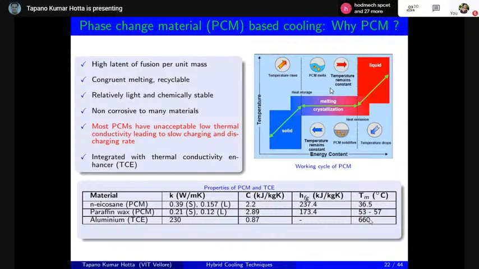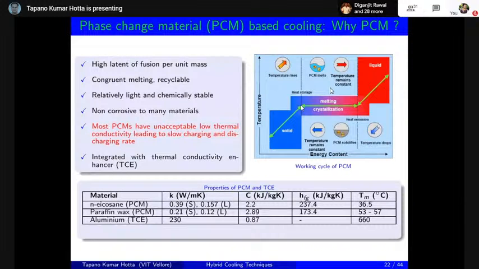So depending upon the melting point range and the temperature requirement, you can go for either N-icosane or paraffin wax. If you go for N-icosane, once your system temperature reaches 36.5, the N-icosane is going to melt. But if you go for paraffin wax, once your system temperature reaches 53, it will remain solid, and then the melting process will start. So this is basically the working cycle of PCM.